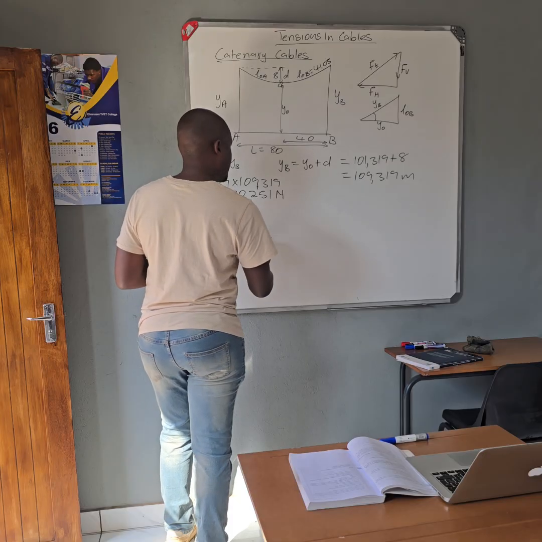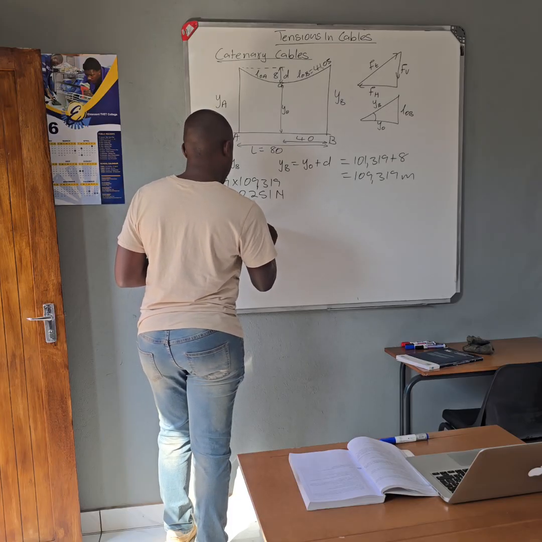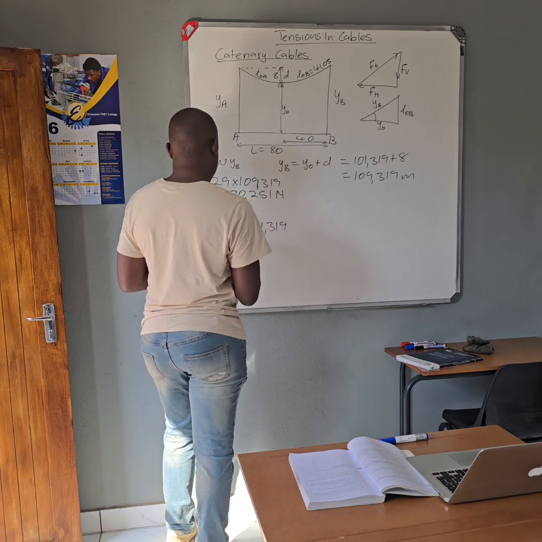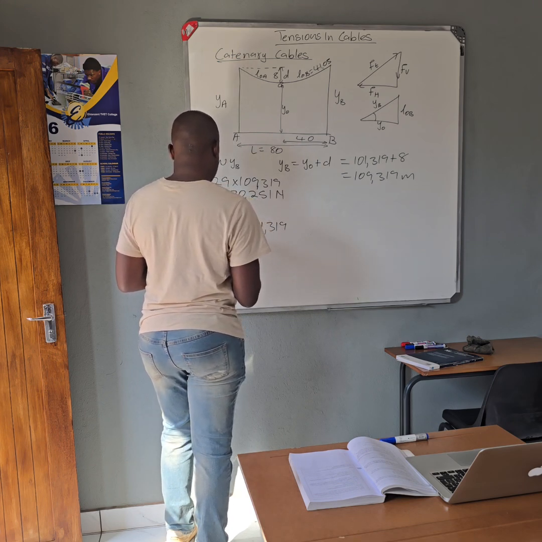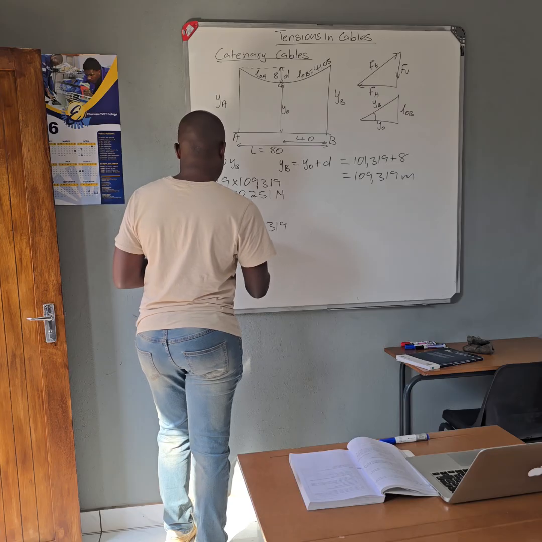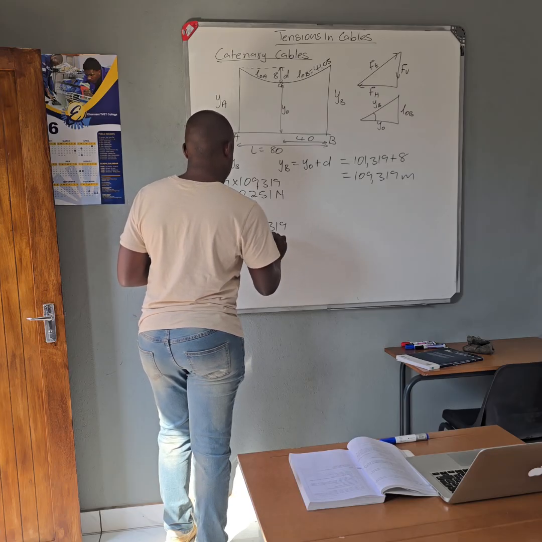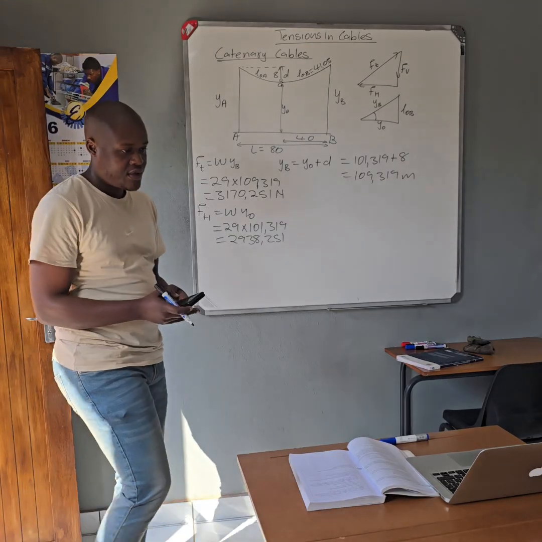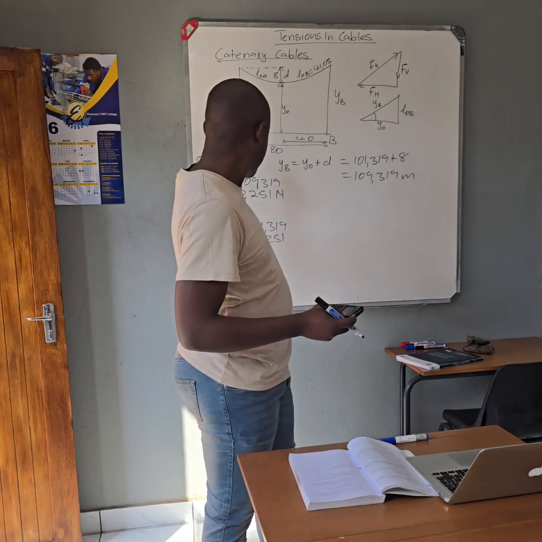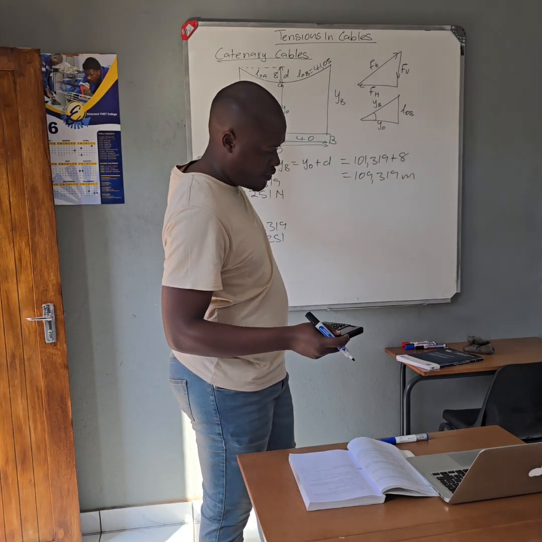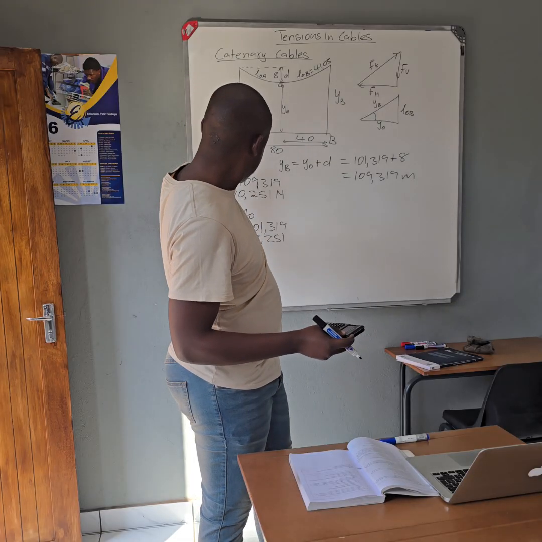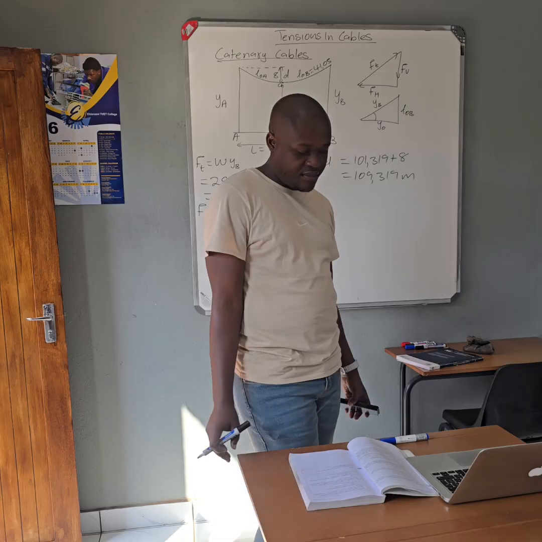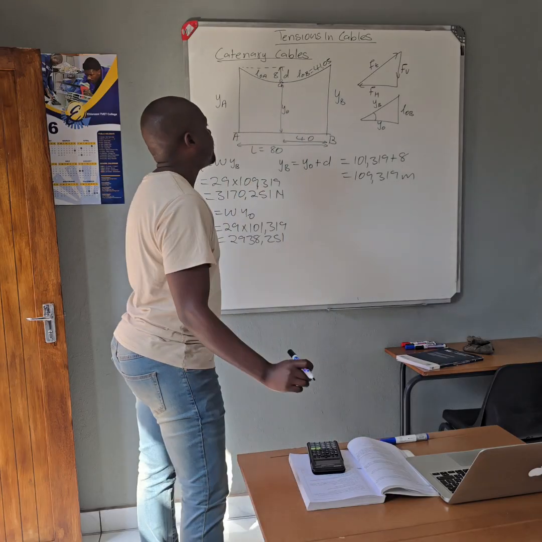YO is 101,319. We get 29,38,251. There. We have YO, FT, we also have FH. The last question is saying calculate the maximum slope of the cable.